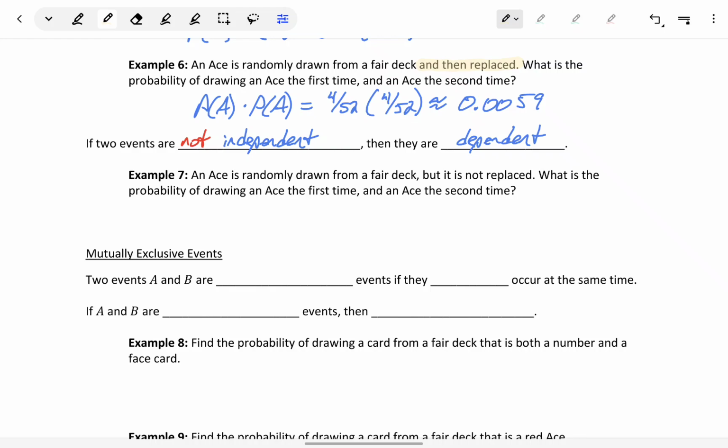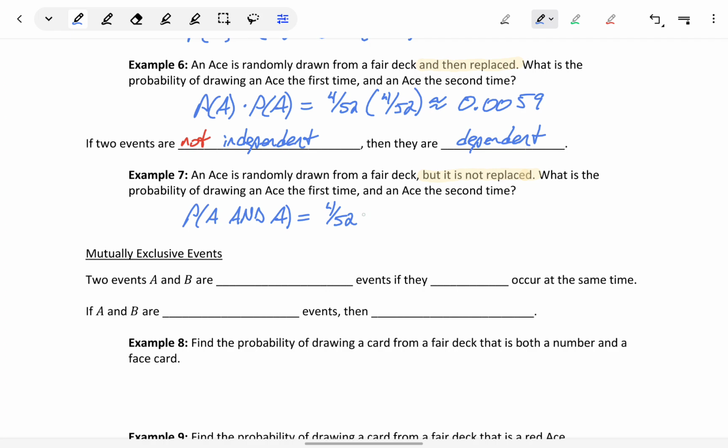In example 7, we've got something very similar to example 6, but this time around that ace that we draw is not replaced. This means we can't calculate the probability the same way we did in example 6. Instead, the probability of getting an ace on the first draw and an ace on the second draw will be 4 out of 52 for the first draw, because there are 4 aces out of 52 possible choices.